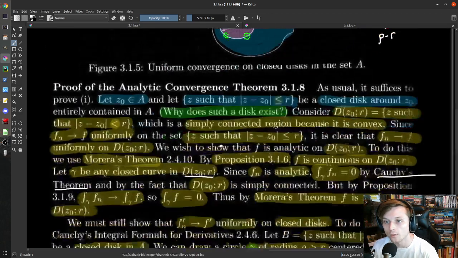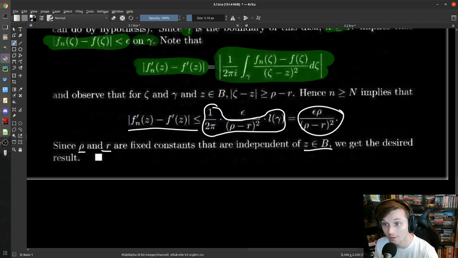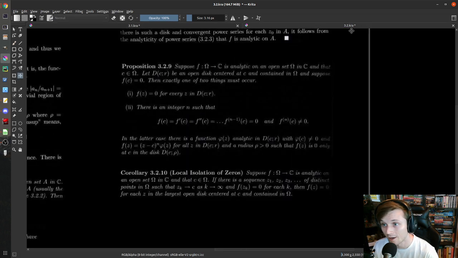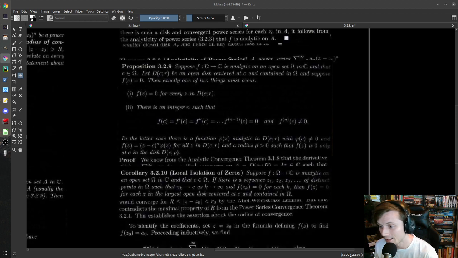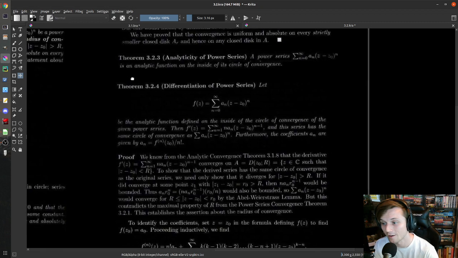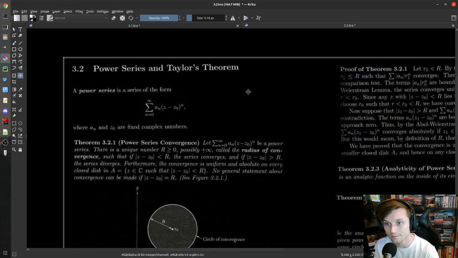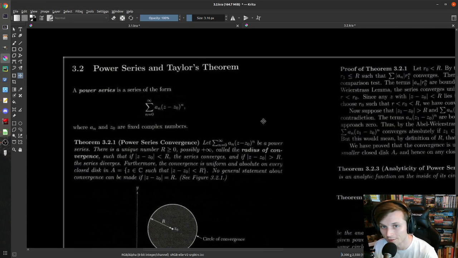What will we do with this next time? That is probably the big question, because that's pretty much the end of this section. Next time in a lecture, we'll talk about power series and Taylor's theorem.